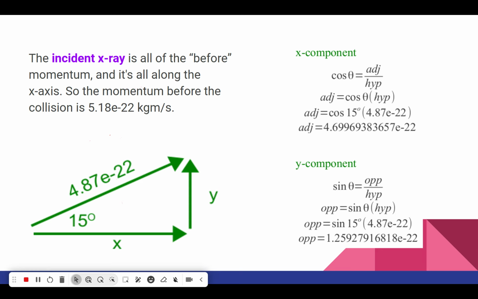First thing I want you just to notice is, do you see that x component is less than the x that I have from the incident X-ray? Yeah, that's because that's momentum that was given up to the electron. And I also have a y component, and that's pointing up. That must be cancelled by the y component of the electron.